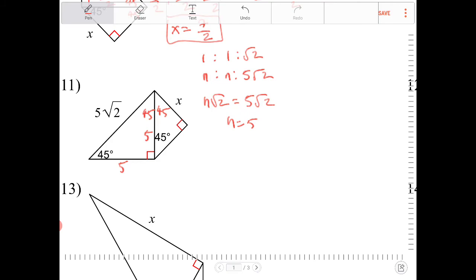So now I'm dealing with the second triangle. The hypotenuse this time is 5, and I need to figure out what the new sides are. So m radical 2 is equal to 5. m will equal 5 radical 2 over 2. So the x will equal 5 radical 2 over 2.